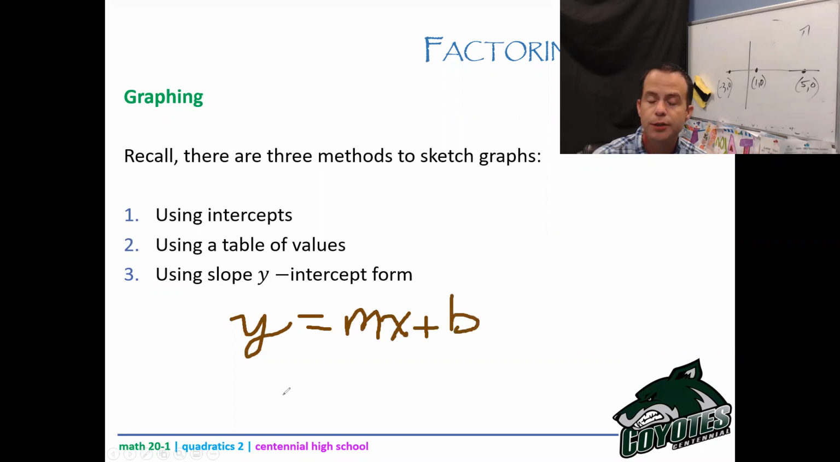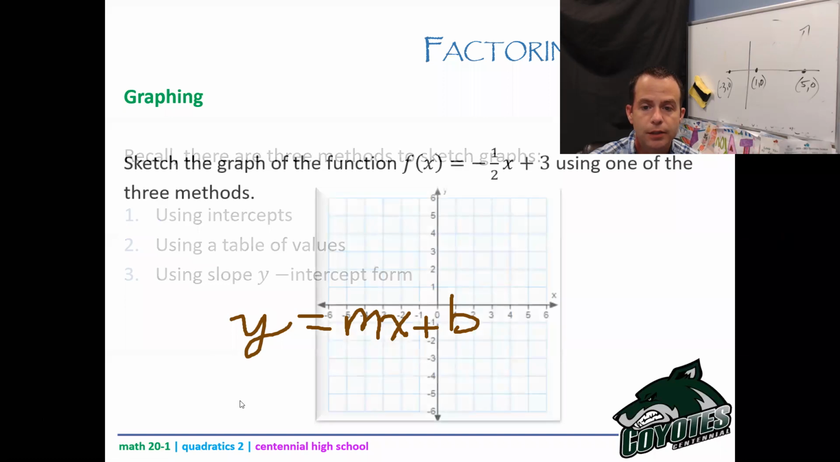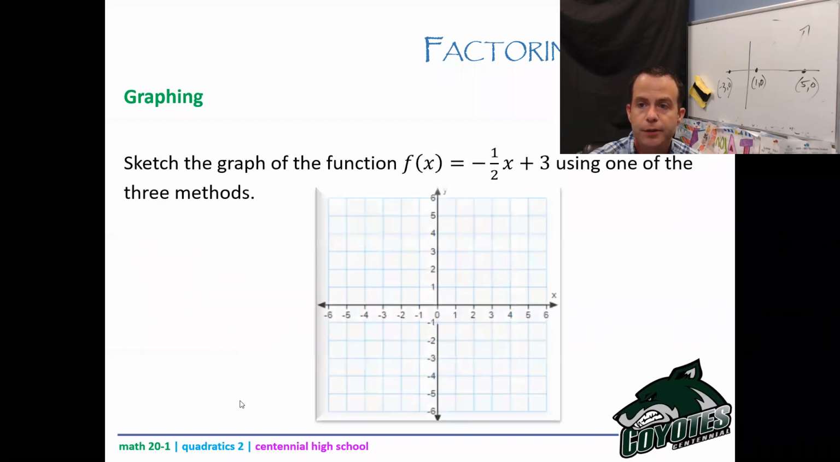So what I want to do as the last couple of examples here is we're going to draw two different graphs, and we're just going to use one with slope y-intercept form, and we're going to do one with a table of values, okay? So let's take a look at this guy. This first guy is f of x equals -1/2 x plus 3. And for this guy, because it's a line, I can see that it is in y equals mx plus b form. That's the method I'm going to use to graph, okay?